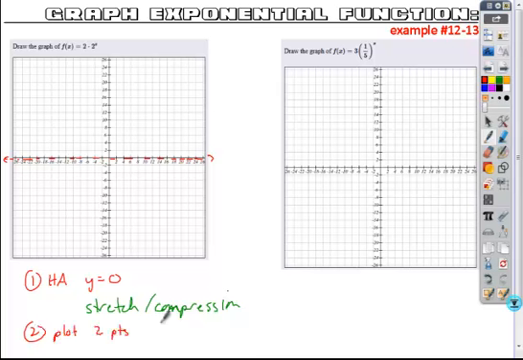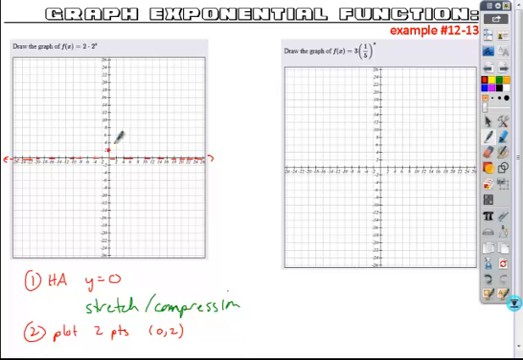So am I going to use y-intercept here or the horizontal shift? Right, there's no horizontal shifting, so we're just going to use y-intercept. When x is 0, 2 to the 0 is 1. 1 times 2 is 2. So here's my first point, 0, 2.